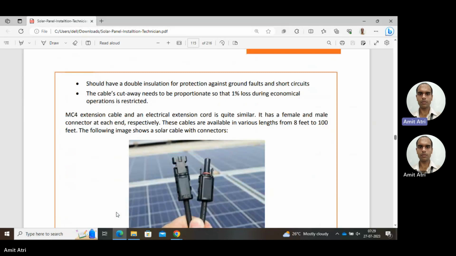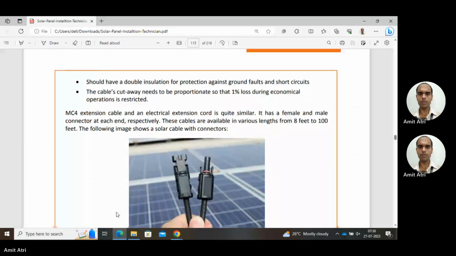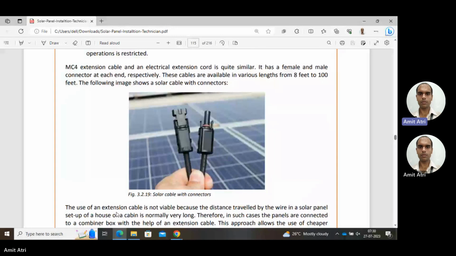Now, MC4 cable. So this is the type. Male and female connectors at each end, as shown in the diagram. Different lengths are available as per our requirement, 8 feet to 100 feet. So here in the diagram it is shown. We can just connect the male and female parts on the top.